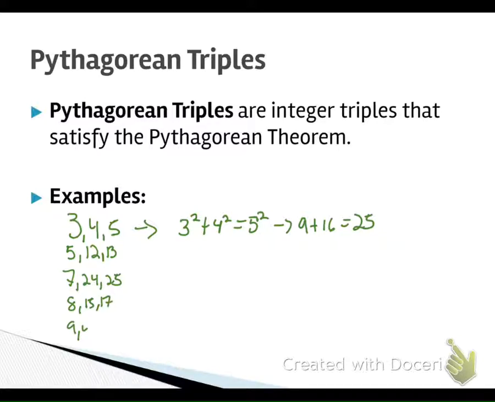9, 40, 41. We have 11, 60, 61. So with any of these, if you did A squared plus B squared equals C squared, it's going to hold true. Yes, ma'am. It should be on 11 and 60. I'll move it over here. 11, 60, 61. So if we tried those out, you'd see that they'd all work.